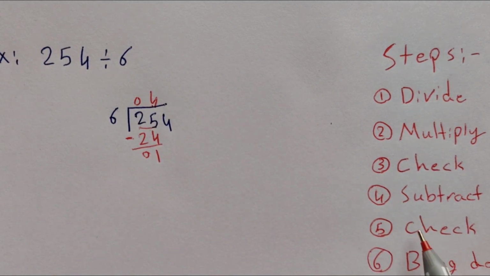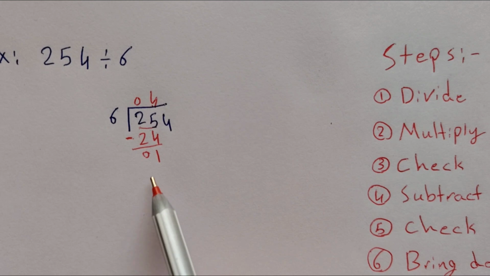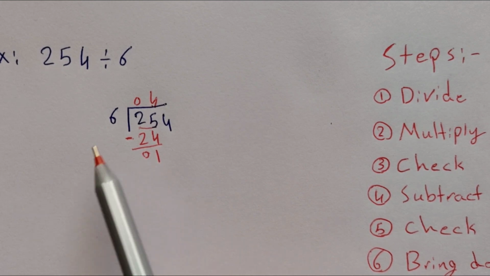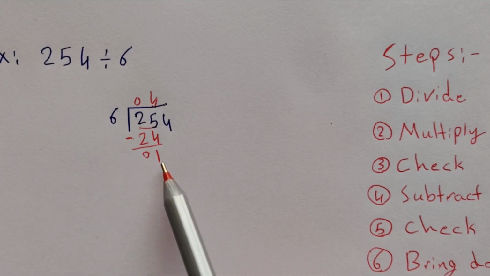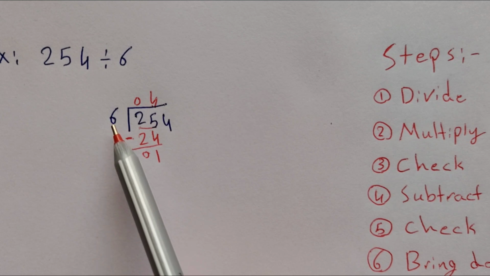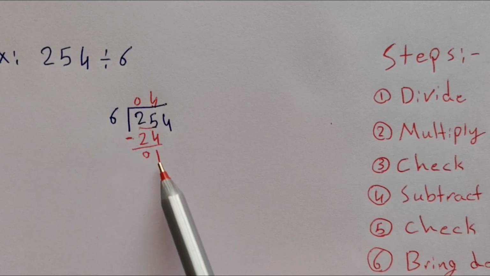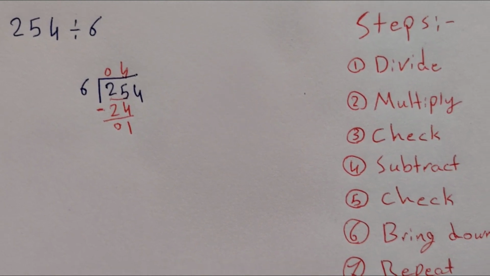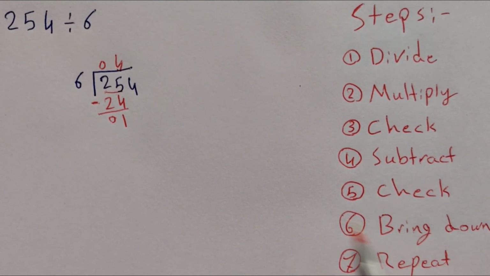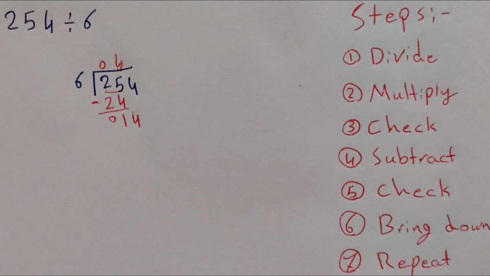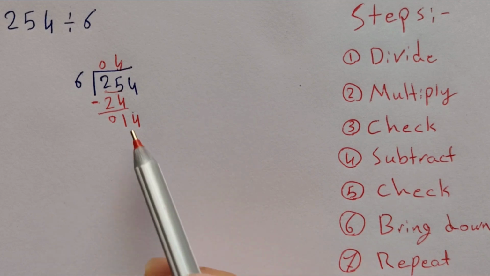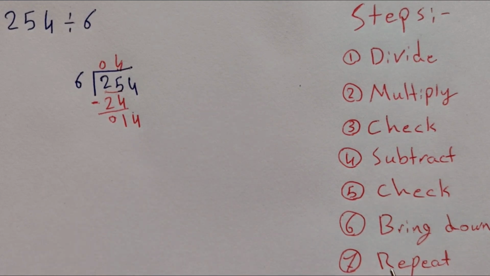Then I will check again. This check means I'm looking at my remainder, which is that one, 1. The remainder cannot be bigger or equal to the divisor. So the remainder always should be less than the divisor. Since we have 1 and 1 is less than 6, we go to the next step. The next step was bring down. We bring down the next digit, which is 4. Now, when you bring down a digit, you will repeat all over again.